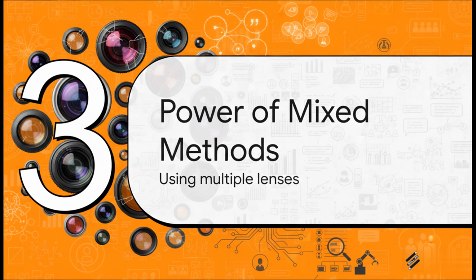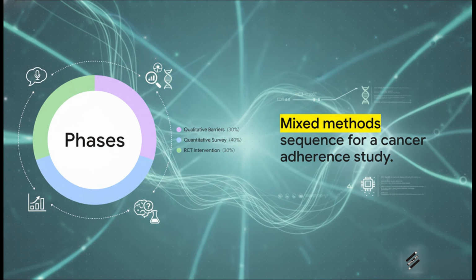Let's shift to part three, the power of mixed methods, using multiple lenses for a complete picture. Consider a fantastic case study regarding cancer treatment adherence. If you really need a complete picture, you sequence your methods. You might kick things off with qualitative interviews with 20 to 30 patients to deeply explore their specific barriers.